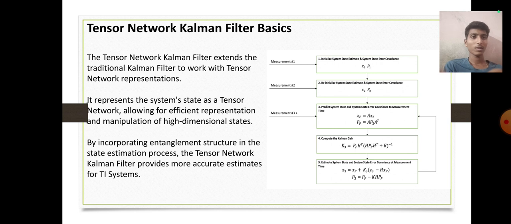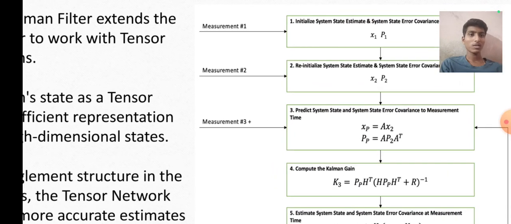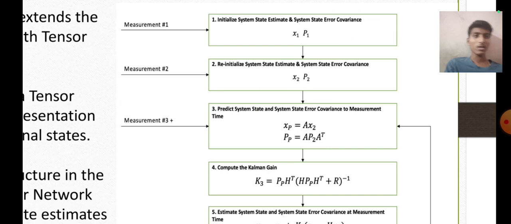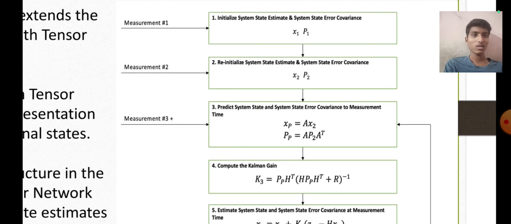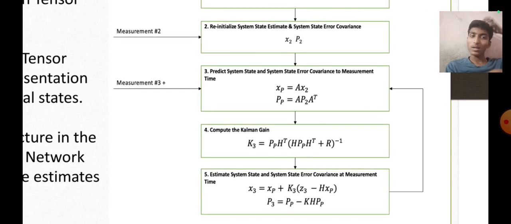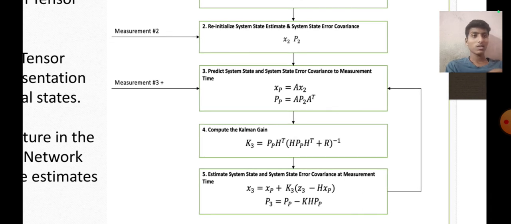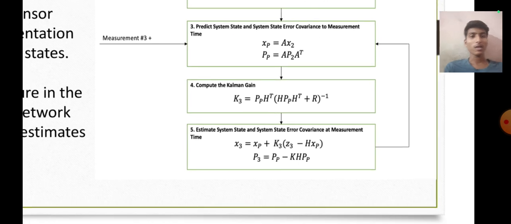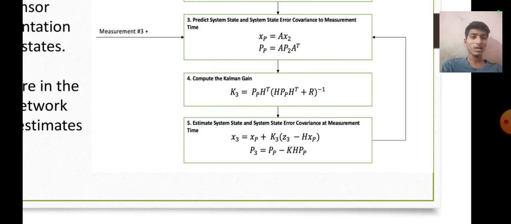You can see the measurements, three measurements: initialize system state estimate and system state error covariance. The second measurement is to reinitialize the system state estimate and system state error covariance. Predict the state and system state error covariance to measurement time. Compute the Kalman gain and estimate the system state and system state error covariance at measurement time.